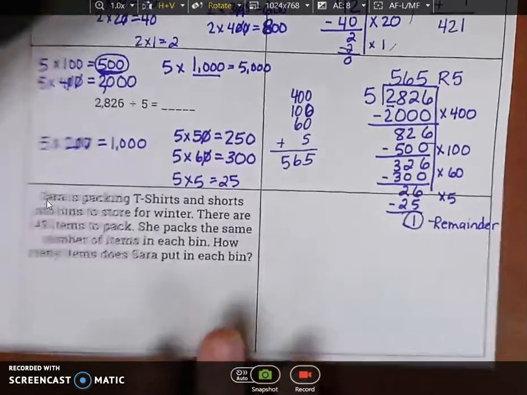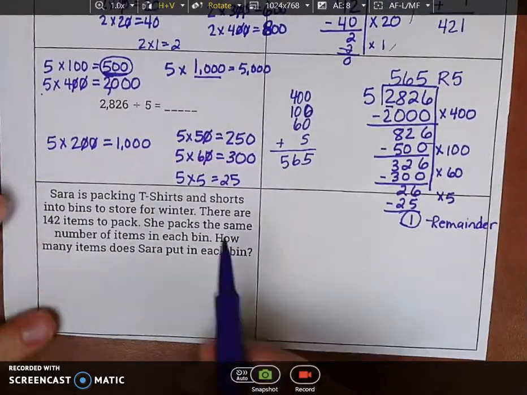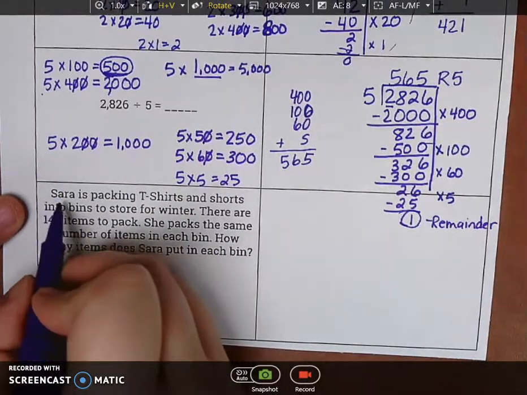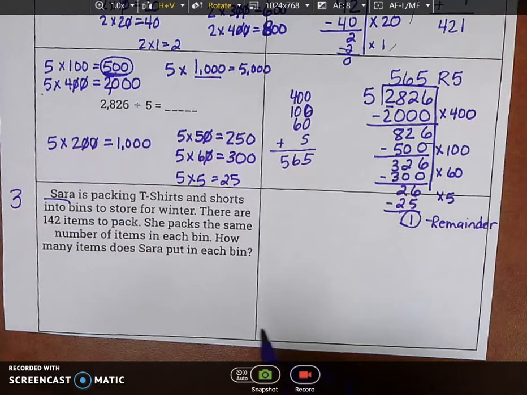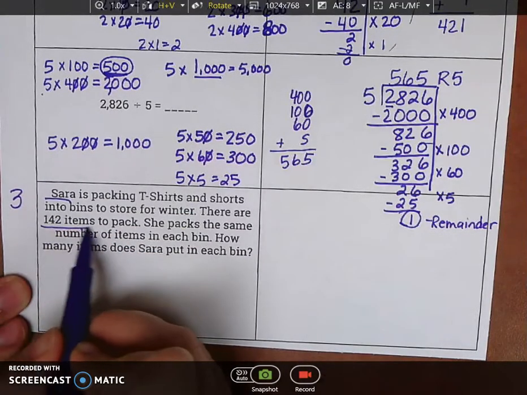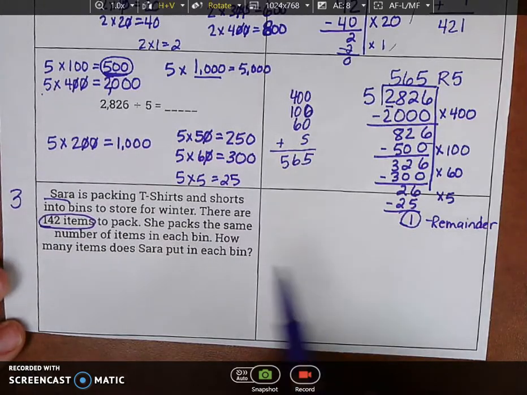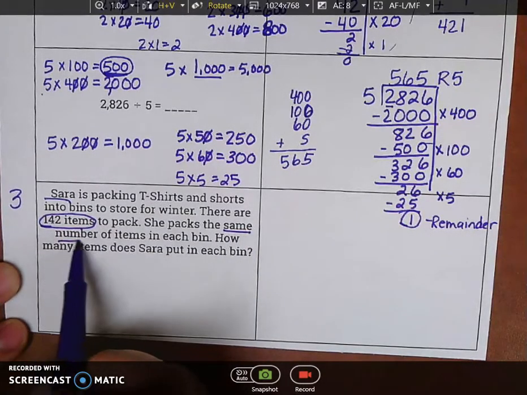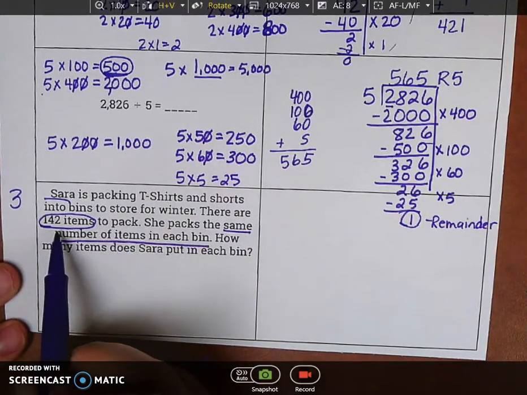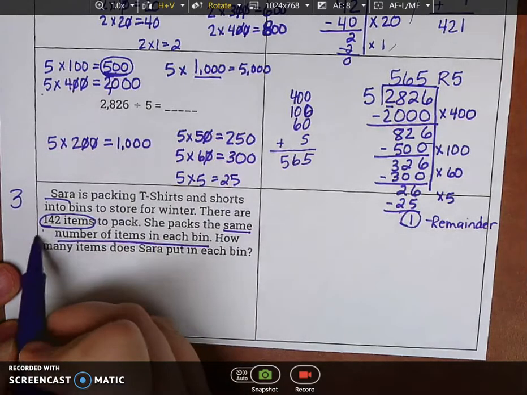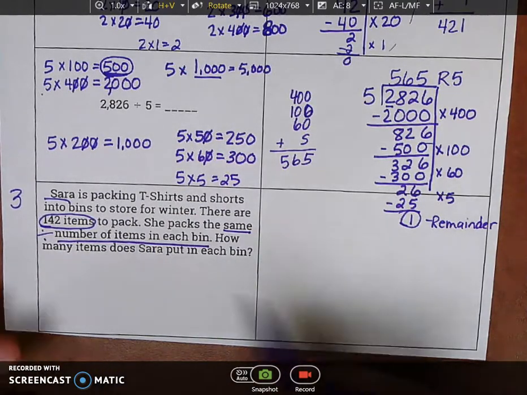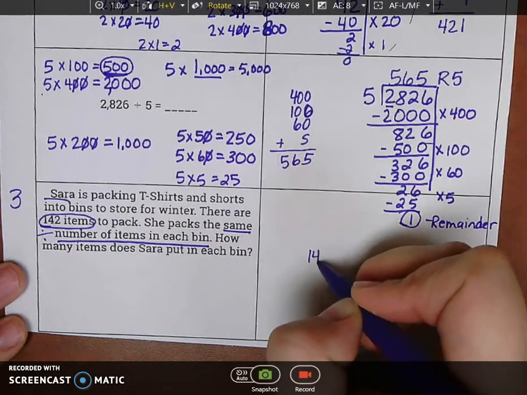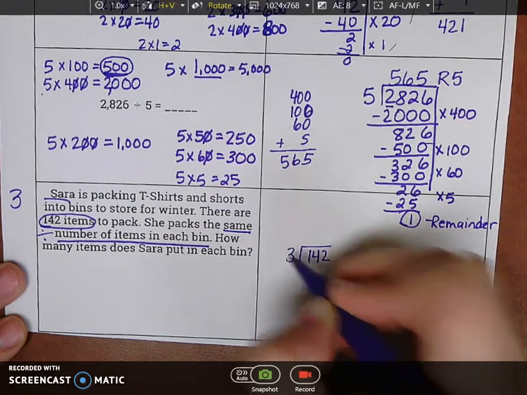And lastly, Sarah is packing t-shirts and shorts into, and it should say into, 3 bins to store for winter. There are 142 items to pack. She packs the same number of items in each bin. So when we talk about the same number, equal number, I know I'm going to divide. How many items does Sarah put in each bin? So I'm going to do 142 divided by 3.